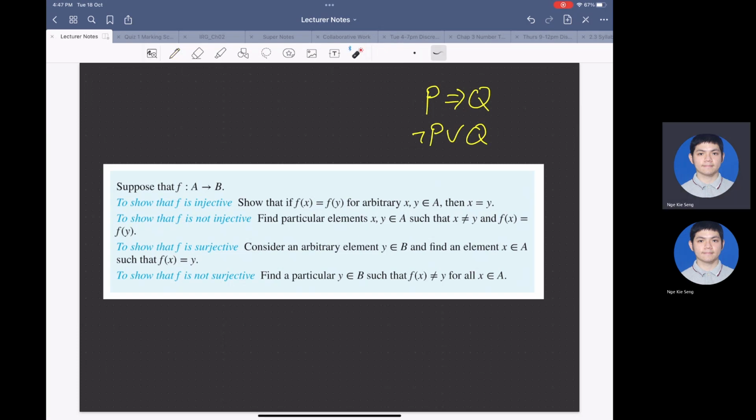Surjective: for every element in the codomain, you need to find a pre-image. If it is not surjective, just find that there's one thing in the codomain that's not met by anything in the domain.